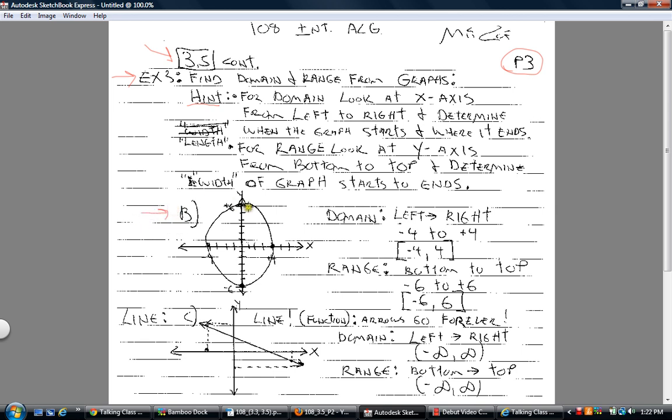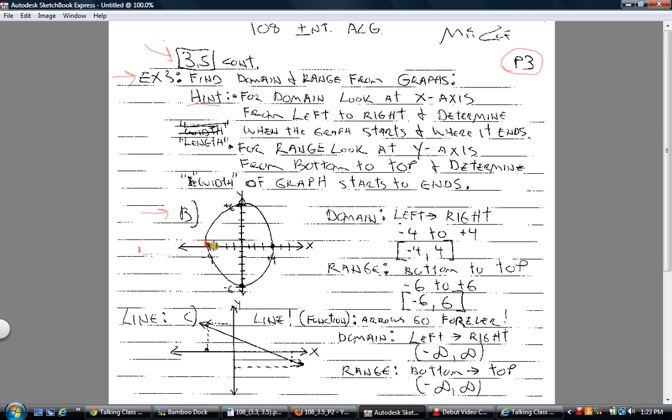Example B's got an egg shape, and they ask you to list the domain from smallest to largest. Find the x-axis, which is horizontal. Start from the left side, work your way across. Where do you first hit the graph? When we say graph, we're talking about the shape that they've drawn here. There it is. It's at -4.